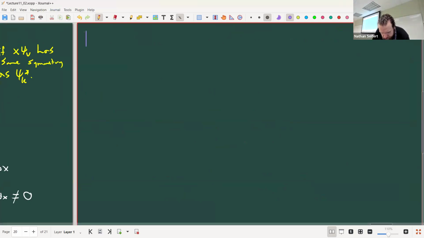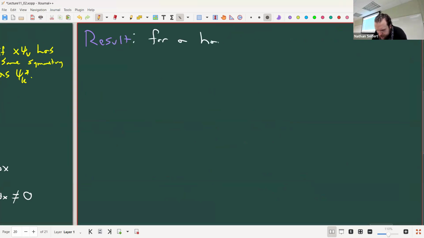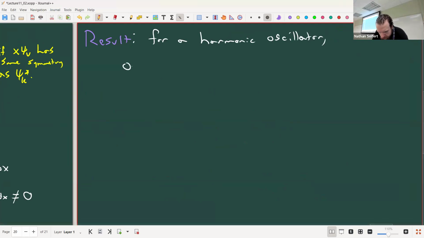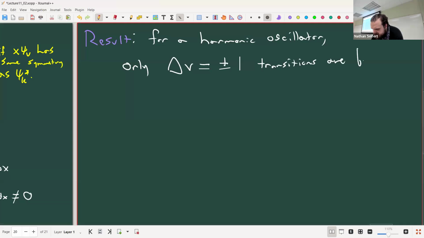So the result is, for a harmonic oscillator, only delta V equals plus or minus 1 transitions are bright.